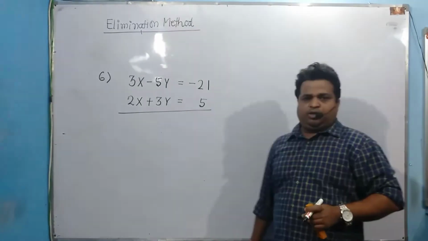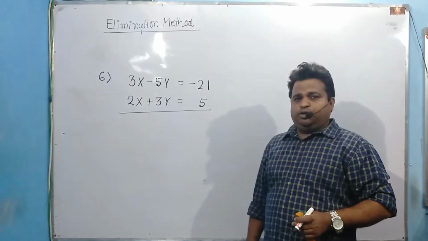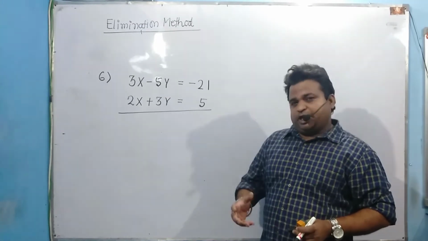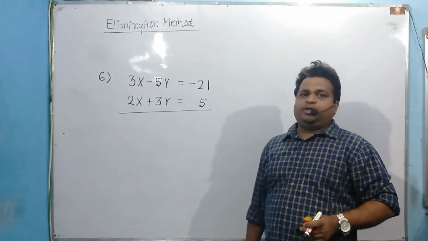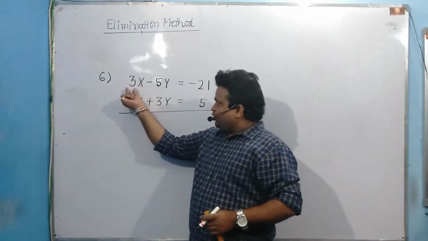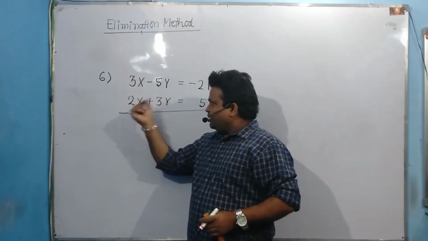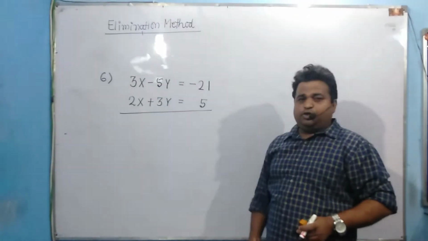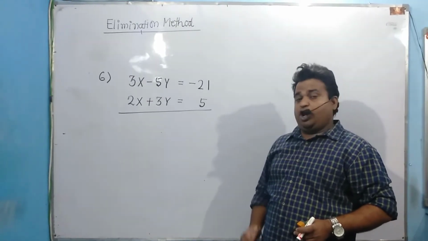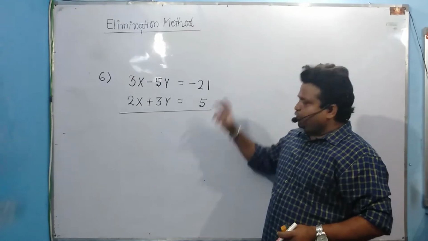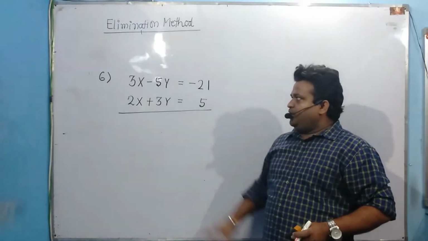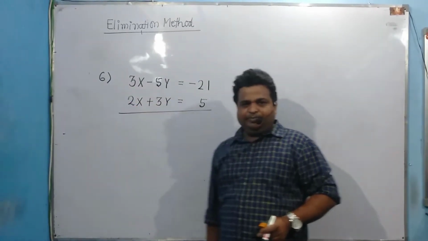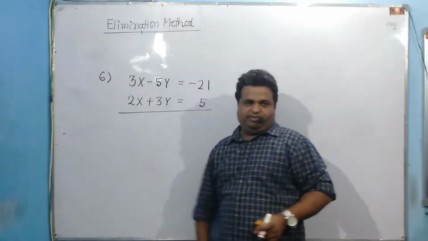This is an important question, in which you need to multiply both the equations by some number, whenever you want to make the coefficient of the x variable equal or the y coefficient equal. You need to multiply both equations by some value. Now this question I am going to solve by first equating the x variable and then equating the y variable.